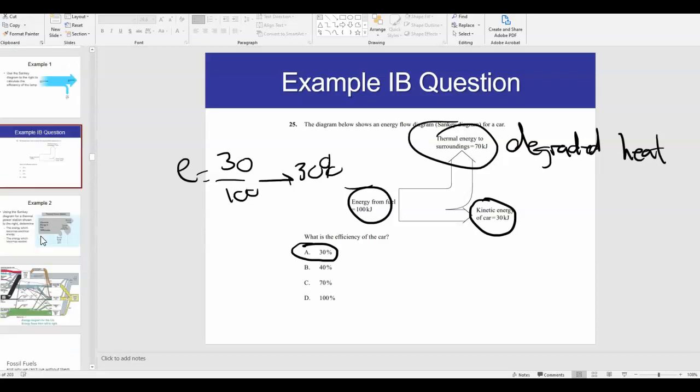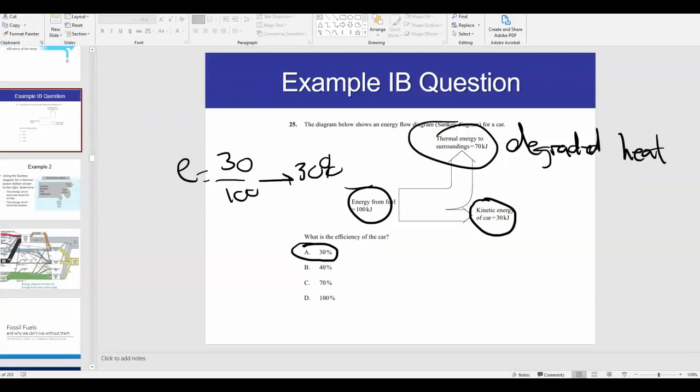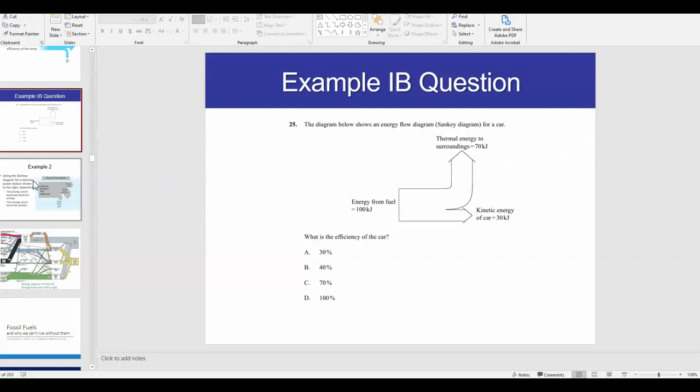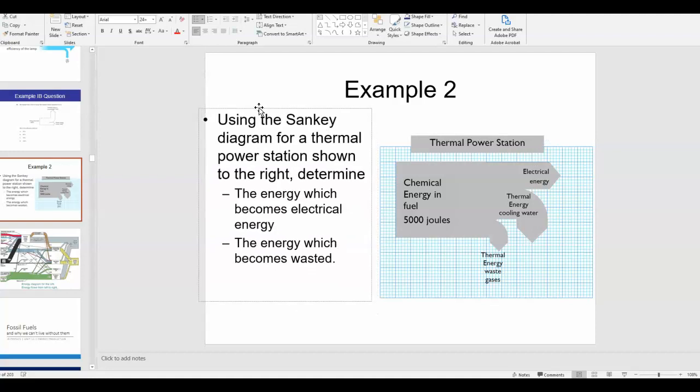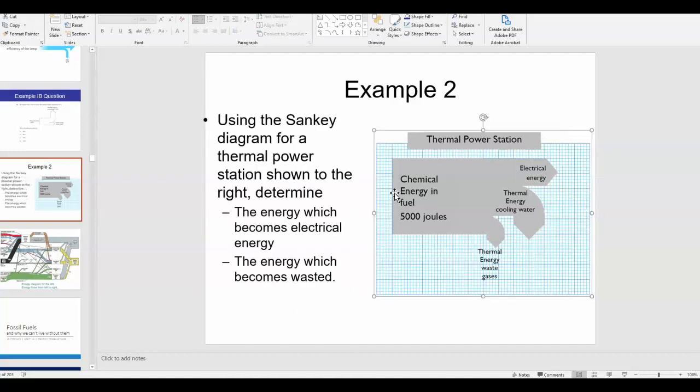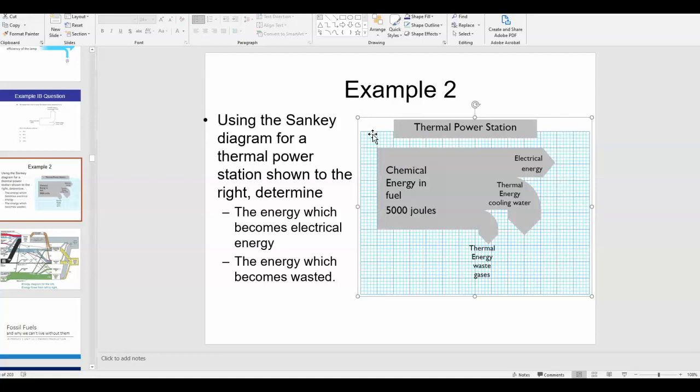All right, so let's take a look at one more example. Example 2 says, using the Sankey diagram for a thermal power station shown to the right, determine the energy which becomes electrical energy and the energy which becomes wasted. So we have the Sankey diagram here, and it's probably a little hard for you to read, but it is on a grid, and so we know that the input is 5,000 joules. The first question is asking how much energy becomes electrical energy.